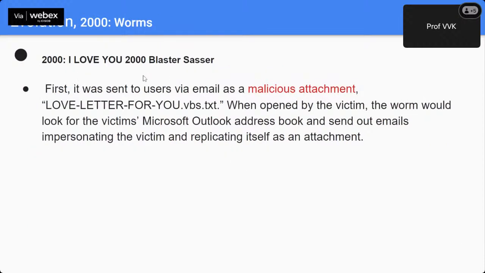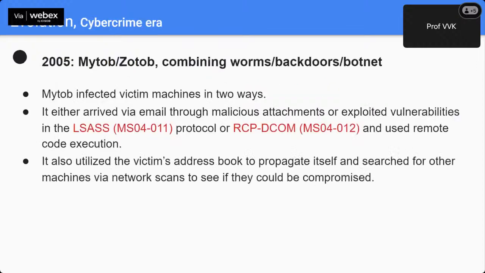Then in 2000, ILOVEYOU, and in 2003, Blaster and SARS, were very popular. It was sent via email as a malicious attachment. Whenever the victim clicked on it, it went on searching for the contacts in the Outlook address book, and then sent out emails impersonating the victim and replicating itself as an attachment.